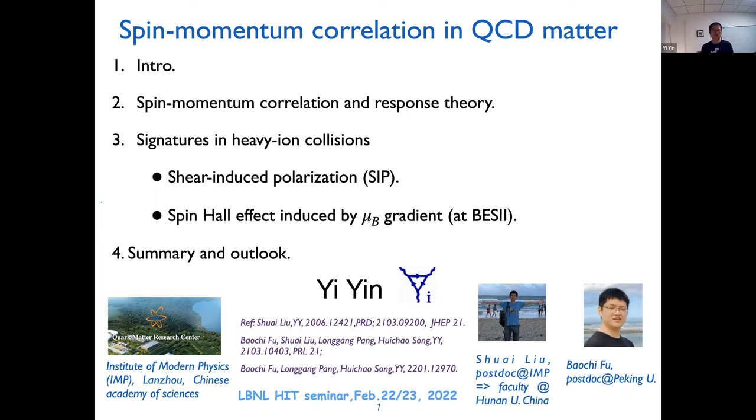As a result, we find several interesting new effects which are induced by the gradient of the hydrodynamic field, such as the shear-induced polarization, namely the shear in the quark gluon fluid will polarize the spin in a specific way. And another example I will tell you about is that the gradient of mu over T will also generate the spin momentum correlation. And these signatures might be important to explore the properties of the baryon rich QCD matters. Finally, I will give a summary and the outlooks.